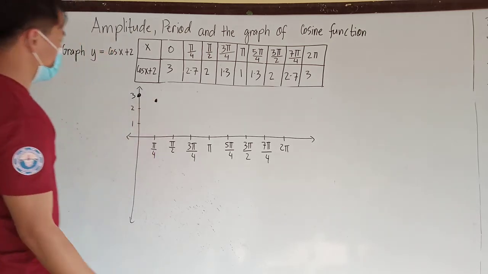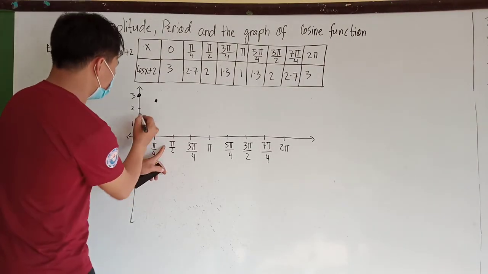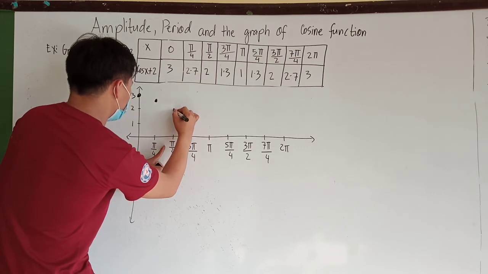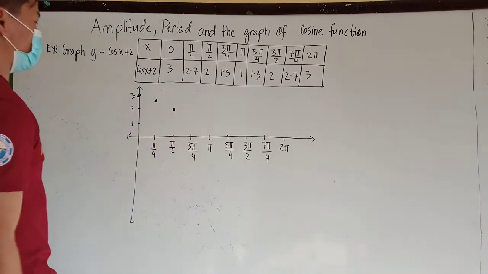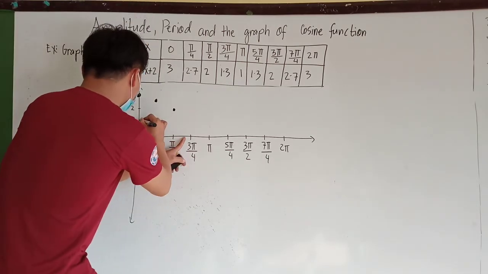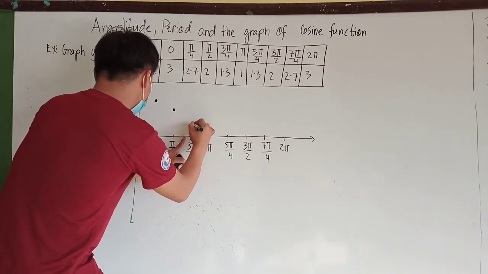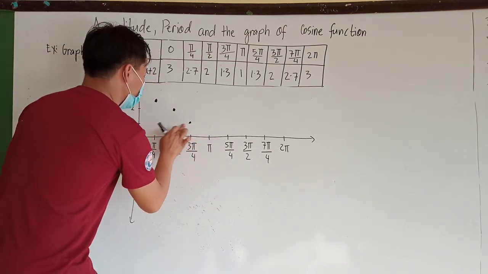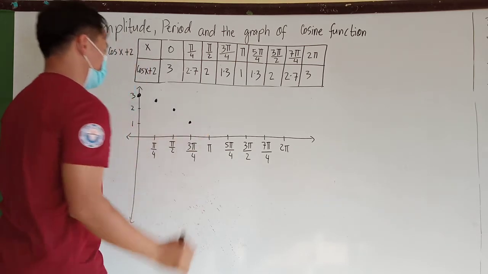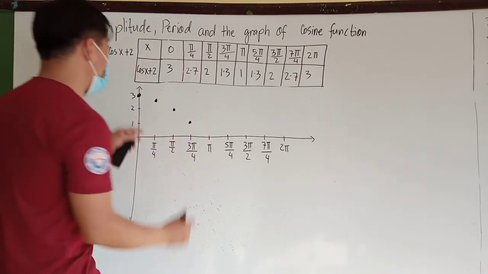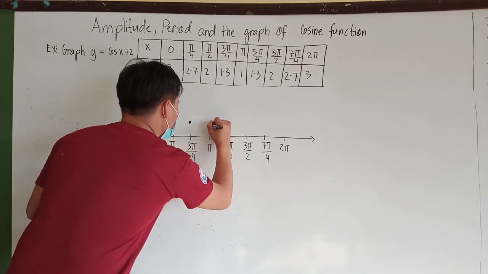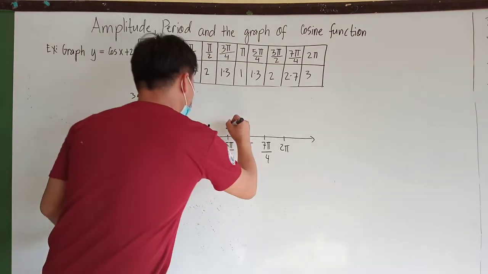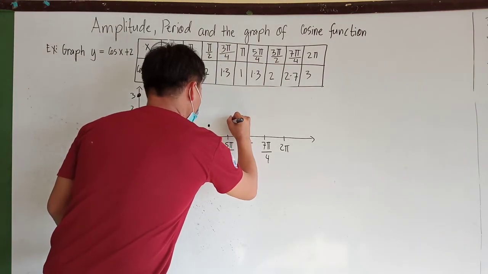Next, followed by pi over 2, we have 2. Next, we have 3 pi over 4 and 1.3. So 1.3 here. Next, we have pi, which has a value of 1. Then we have 5 pi over 4. We have 1.3 again.